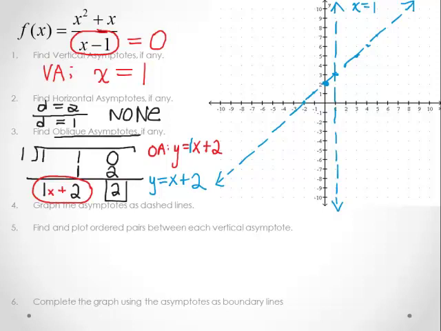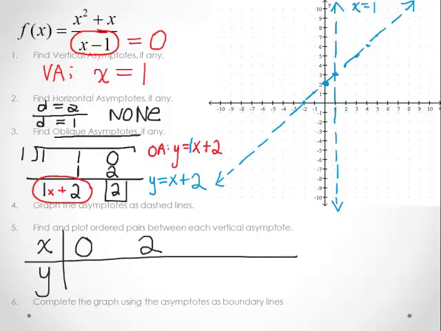So let's plot some points. So we have x, we have y. I'm going to go ahead and just try to plug in x values on either side of the vertical asymptote. There's only one vertical asymptote, so I need something to the left of 1 and something to the right of 1. So maybe we can try 0 and 2. So if I plug in x is equal to 0, we get y is equal to 0. So we have the ordered pair 0, 0.